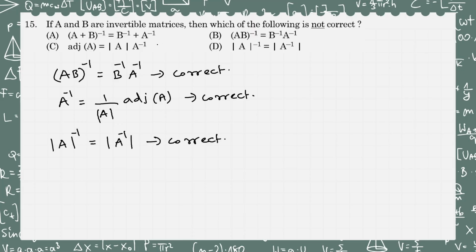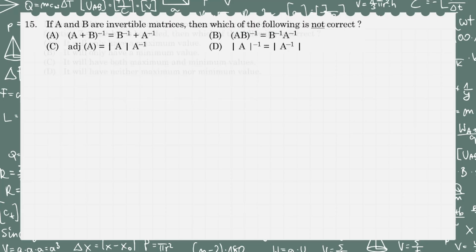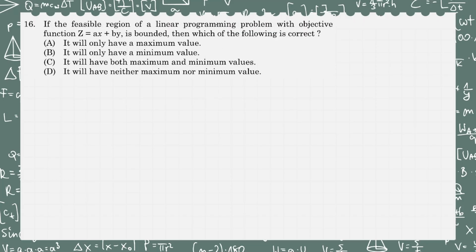So the first one, there is nothing like that: (A plus B) inverse equal to B inverse plus A inverse. So option A is the non-correct option. So let's move on to the next sum.